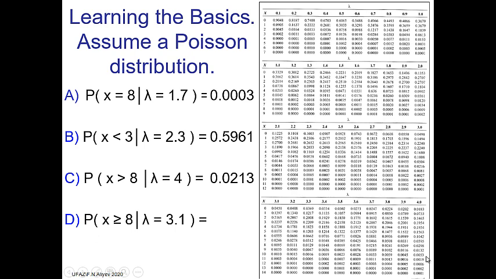X more than or equal to 8, lambda 3.1. In this case, you should take 8 and the numbers after 8. This, and this. As you see, 14, 13 here, you may take as 0. E part, x less than or equal to 1, lambda 0.5. So you should take just these two numbers.